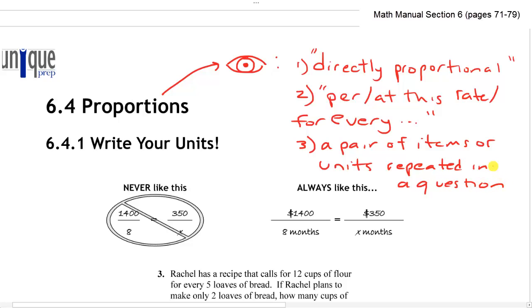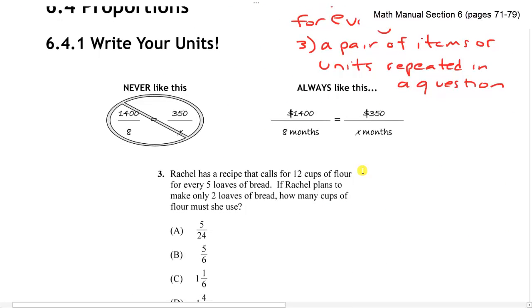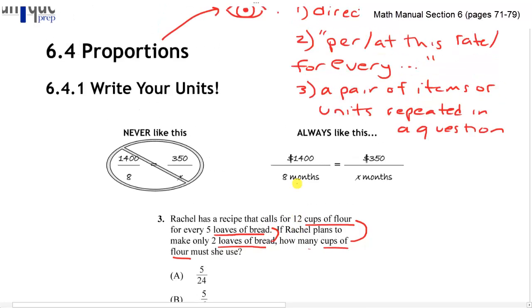And I'm going to jump down to number 3 quickly so that we can see what that looks like. Notice that in number 3 we see this repetition: cups of flour, loaves of bread, and then we have loaves of bread, cups of flour. So we have that repetition of units. The cups of flour are repeated, the loaves of bread are repeated. Anytime we see that repetition, we know that ETS is testing us on a proportion.